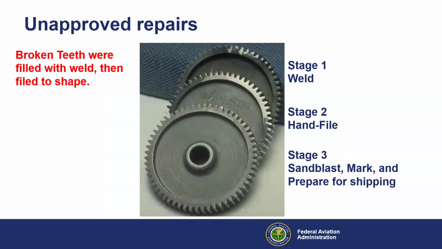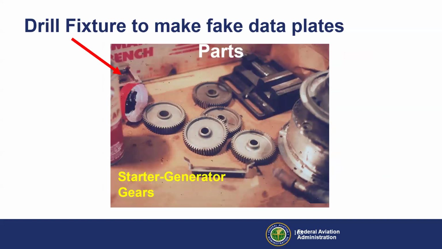Here's where the broken teeth were filled in with weld and then filed to shape. And I have to say, they're really good with the hand file. So those are the stages of their repair. And after they weld it and hand file it, they sandblast, mark, and prepare for shipping. And in the corner of this picture was the drill fixture to make the fake data plates for these parts.